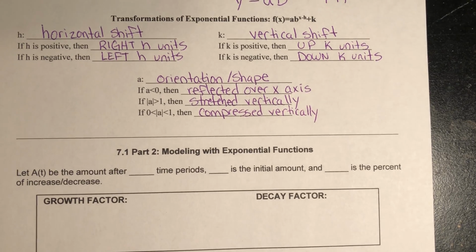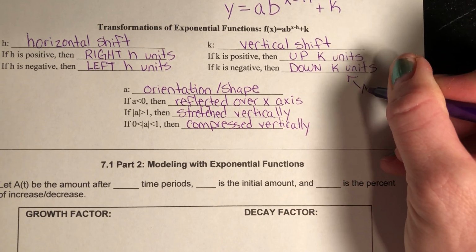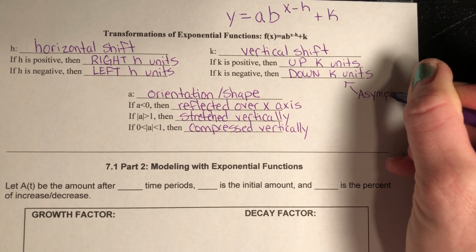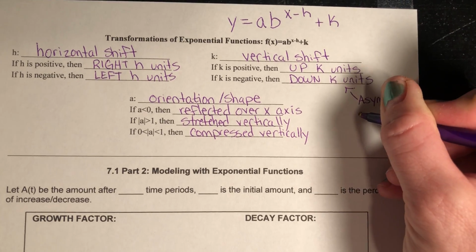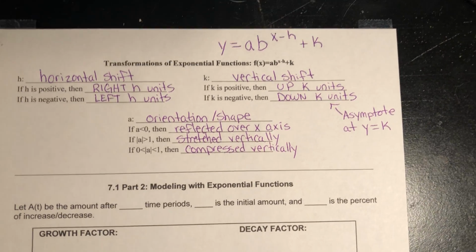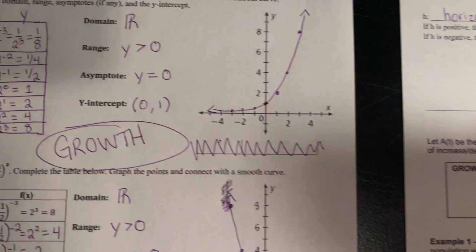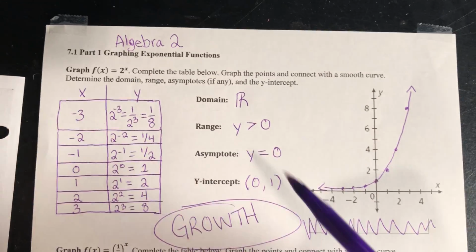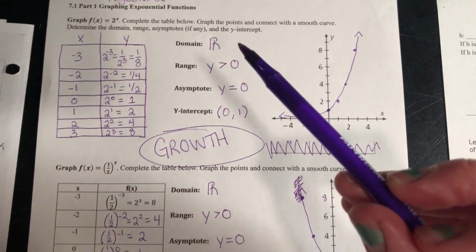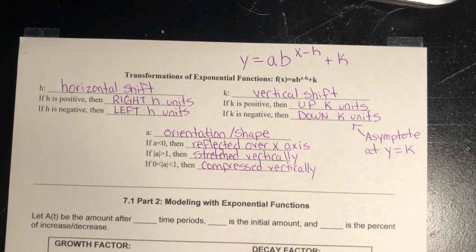One last thing I wanted to note here. With this right here, our asymptote is at y equals k. So if there is no k, the asymptote is 0. Just as over here, there's no k value. So that's why our asymptote is 0. It also helps with the range. So that's kind of one way you can tell what goes on with the range and the asymptote.